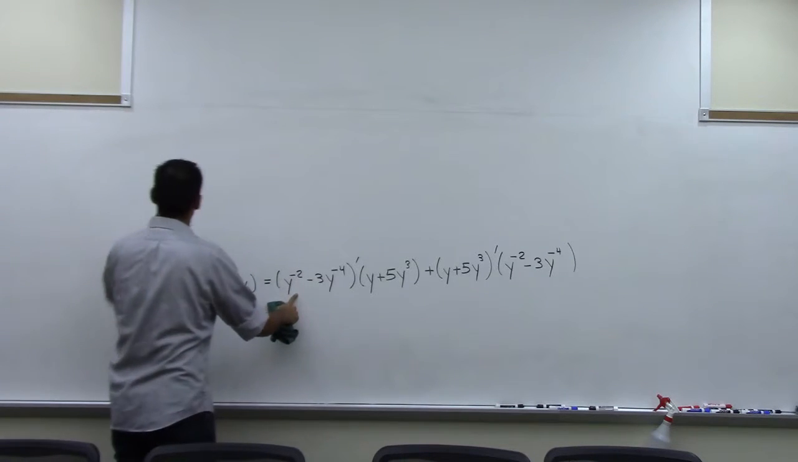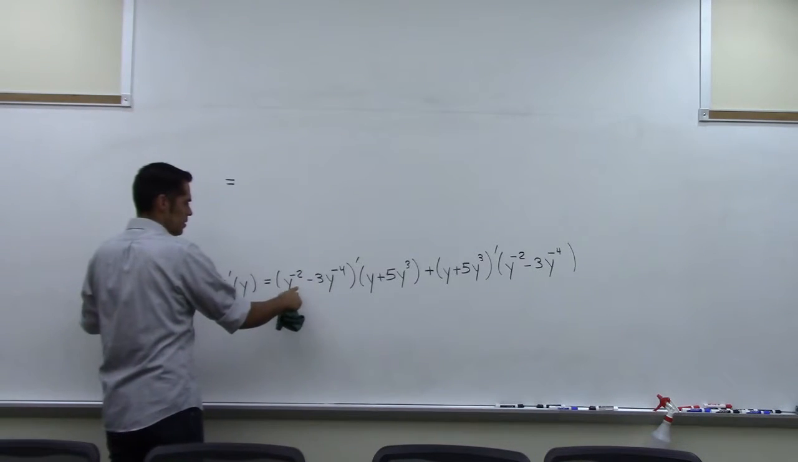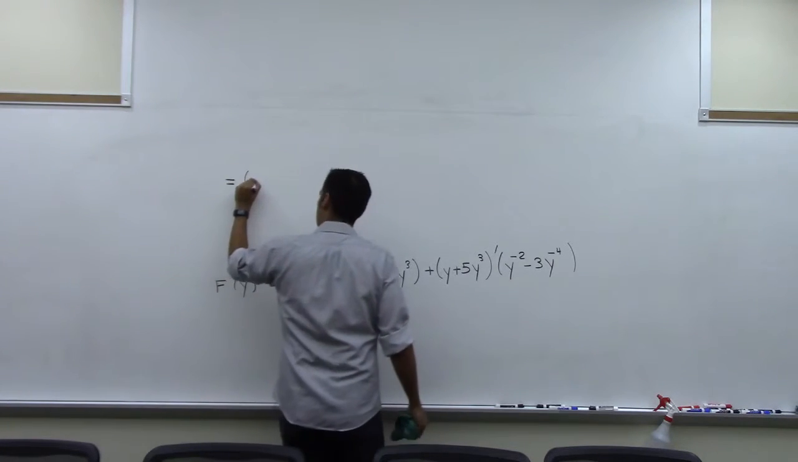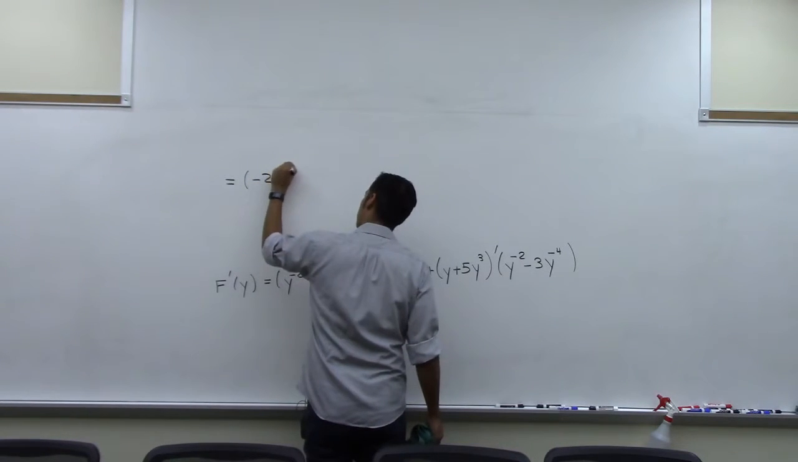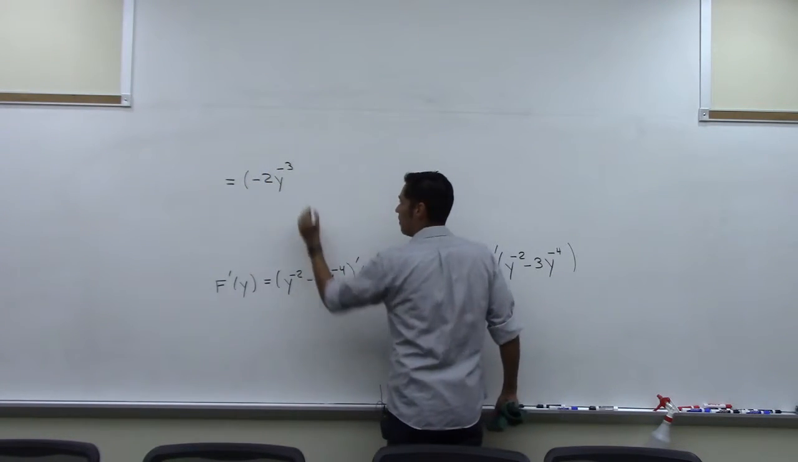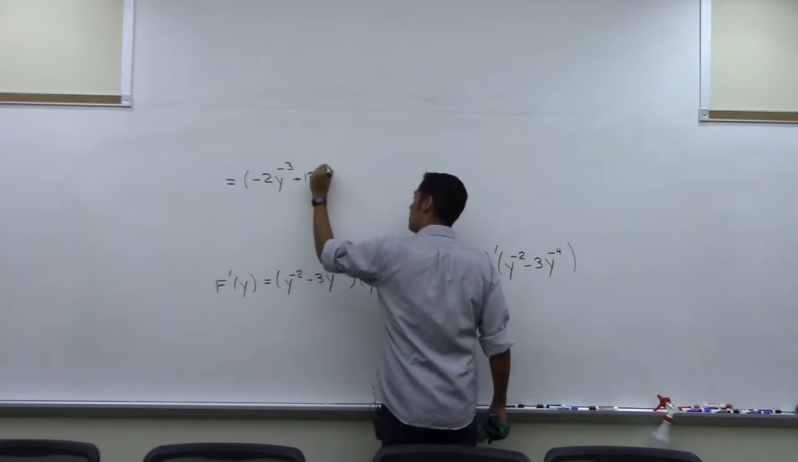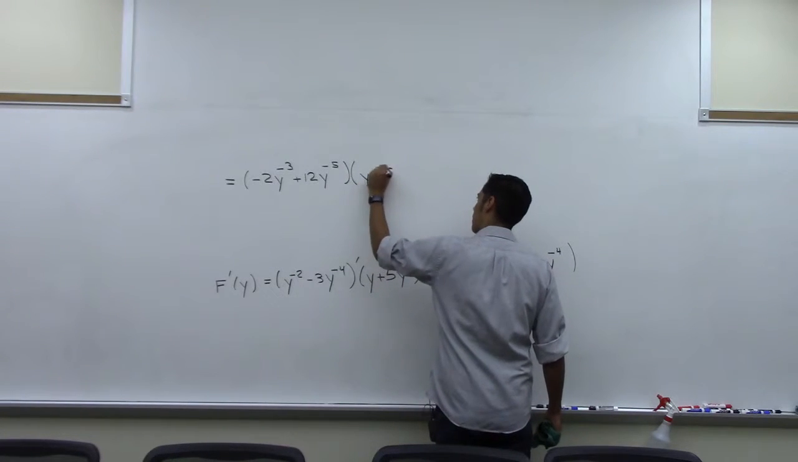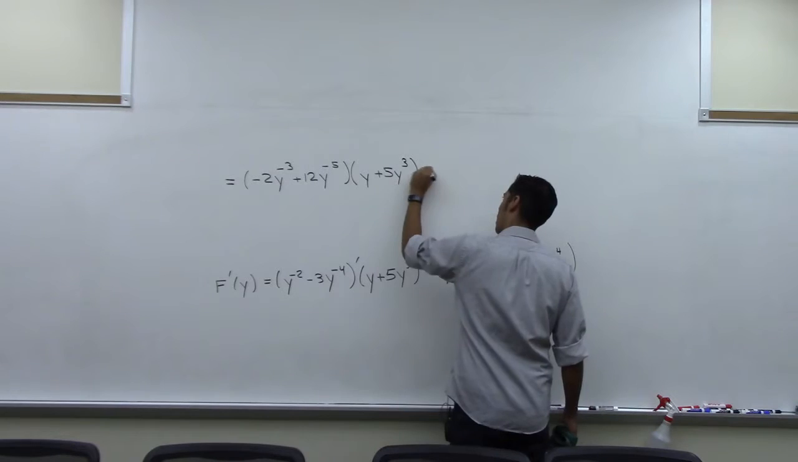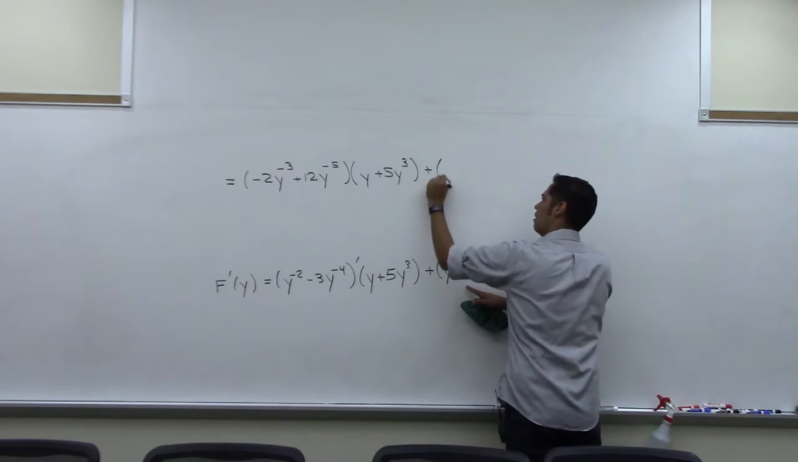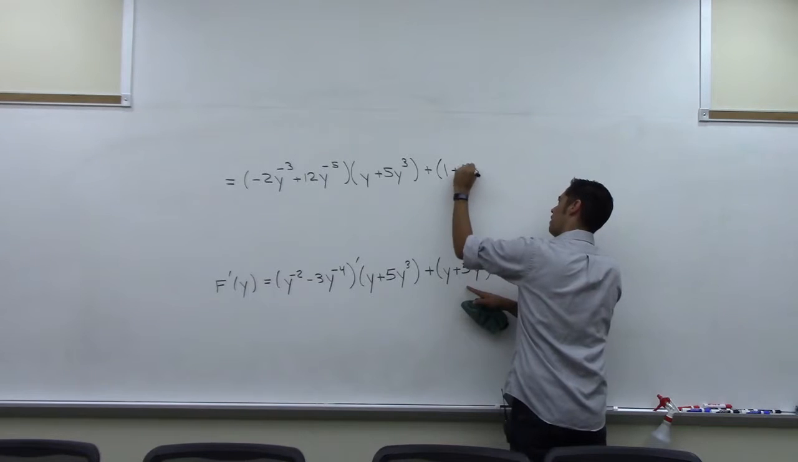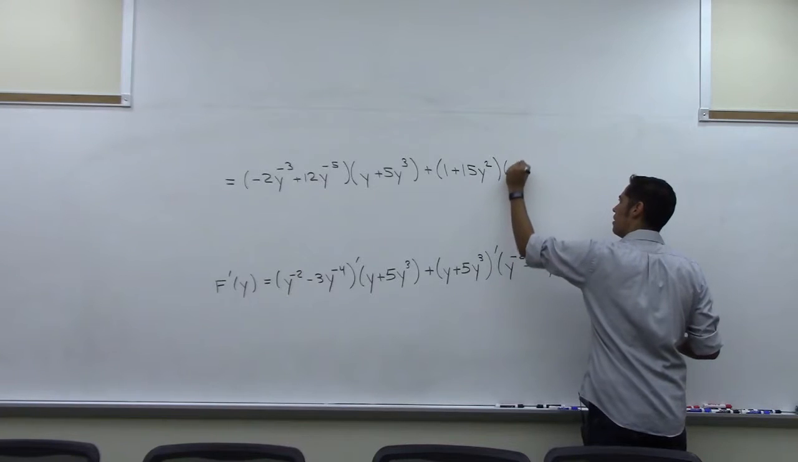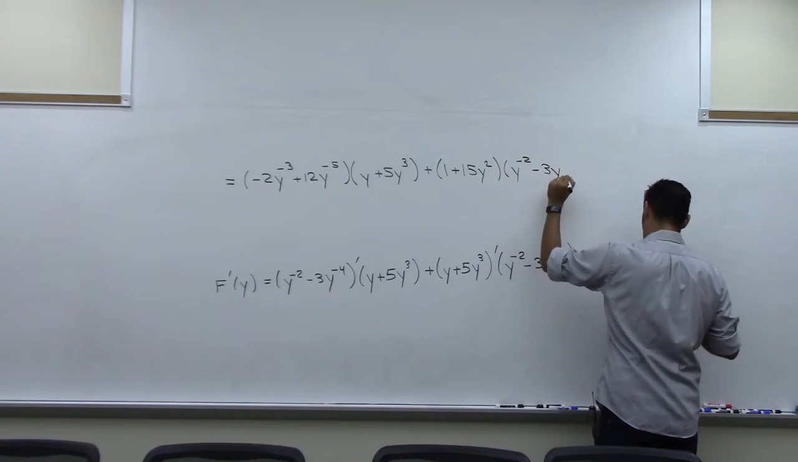Okay, so derivative of this here is going to be just the power rule from last class. So negative 2 comes out, subtract 1. So we get negative 2y to the negative 3. Now negative 4 comes out, that becomes a plus 12, y to the negative 5. And then here, nothing happened. Plus, now derivative of this, which is 1 plus 15y squared. And then nothing happened to this one. Y to the negative 2 minus 3y to the negative 4.